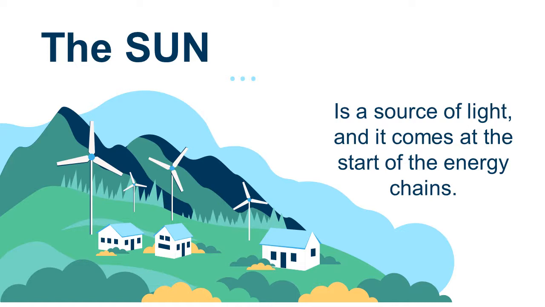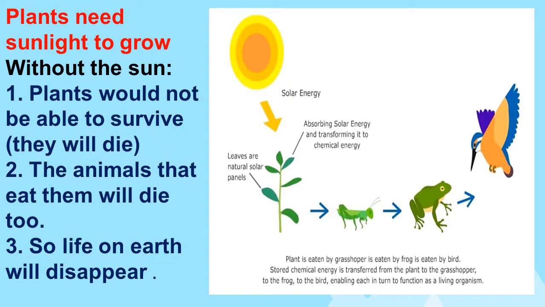The sun is the very beginning of our food chain. The sun provides the energy for plants. Plants need sunlight to grow, and without the sun, plants wouldn't be able to survive. They will die, and the animals that eat the plants will die too. So, life on Earth will disappear if there is no sun.